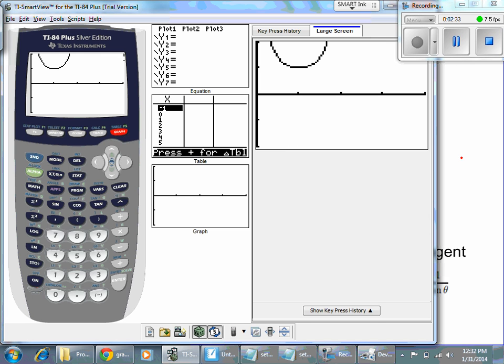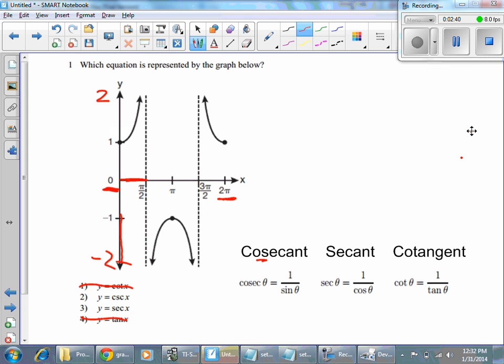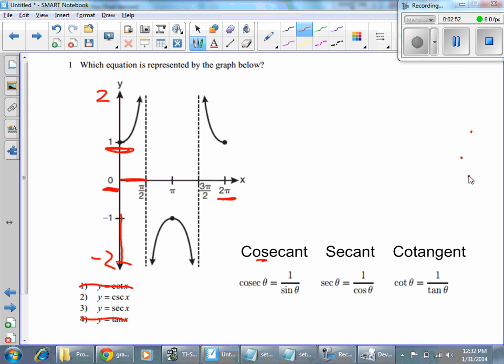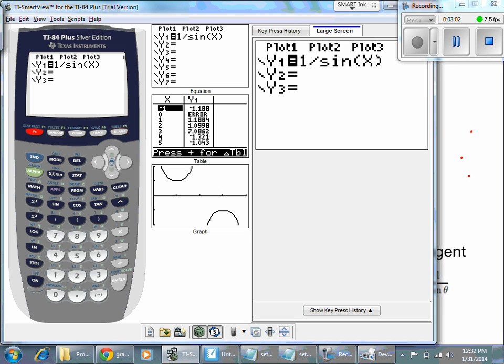I can immediately see that cosecant cannot be my answer, because in the top left corner, you can see on our problem, this function crosses over the y-axis, and on my graph, it does not. So that means I can eliminate answer choice number 2, cosecant, and I want to test out y equals secant of x. Secant is 1 over cosine, so into the y equals screen of my calculator, I'm going to change this to 1 over cosine of x.